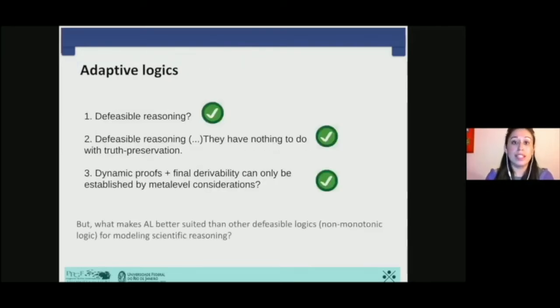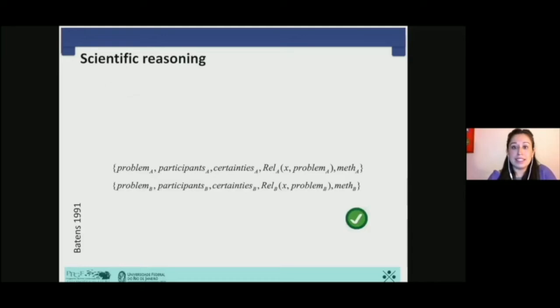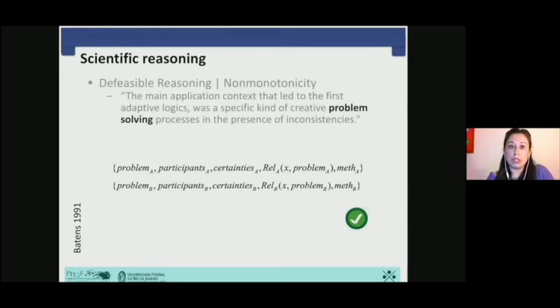So that's good. That said, adaptive logics, of course, can portray defeasible reasoning. They have nothing to do with truth preservation in the stronger sense. They have dynamic proofs, and final derivability can only be established by meta-level considerations. But what makes adaptive logics better suited than other defeasible logics, or non-monotonic logics in general, for modeling scientific reasoning? The basic idea is that adaptive logics were initially motivated to address non-monotonicity and this type of creative problem-solving processes in the presence of inconsistency.